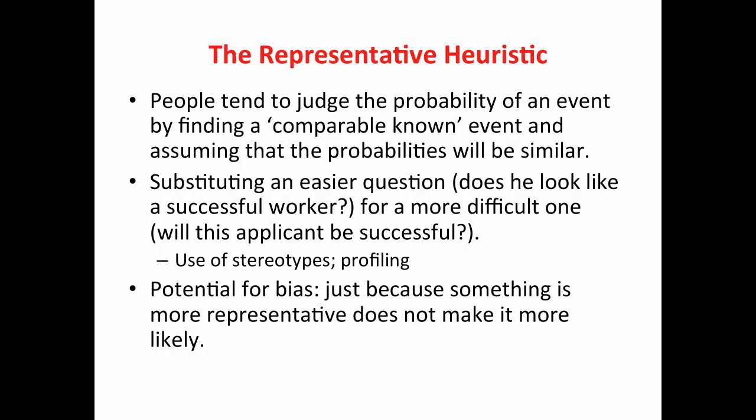Okay, the representative heuristic is another heuristic that will influence our decision making, and for our concerns, decision making under risk. This heuristic refers to the tendency of people to judge the probability of an event by finding a comparable known event, something that's similar, something that resembles the event they're evaluating, and assuming that the probabilities will be similar. So the probabilities of something that resembles the event being evaluated will be substituted for the probability of the event itself.